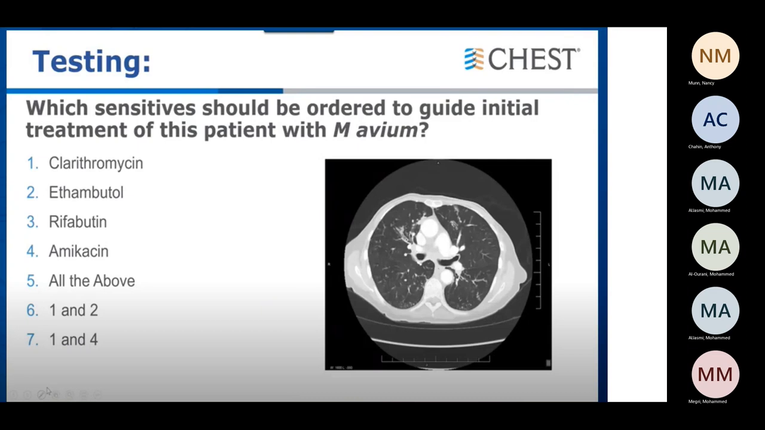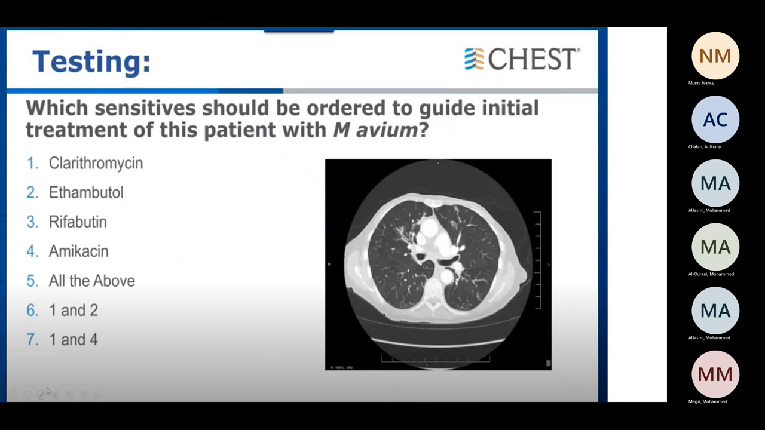And that has changed from the 2007 guidelines to the 2020 guidelines. They have stressed the importance of doing susceptibility testing for certain antibiotics. Which ones? The azithromycin we do. The treatment is usually ethambutol, azithromycin, and rifabutin.